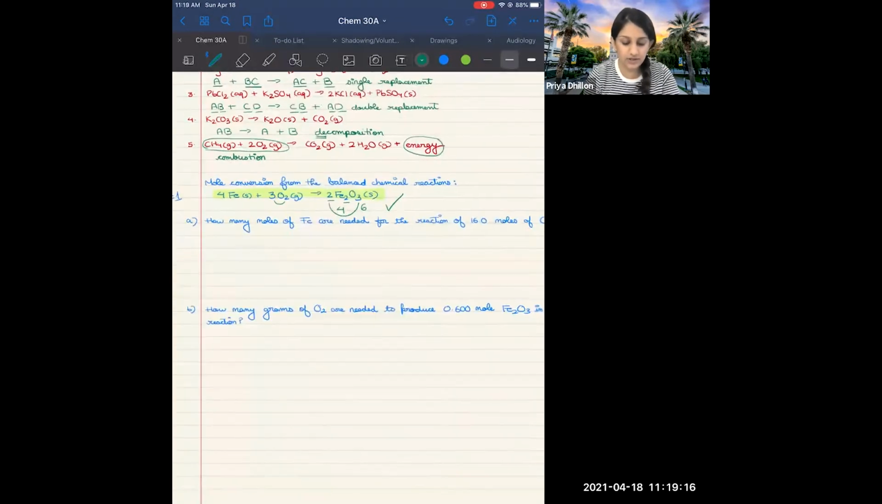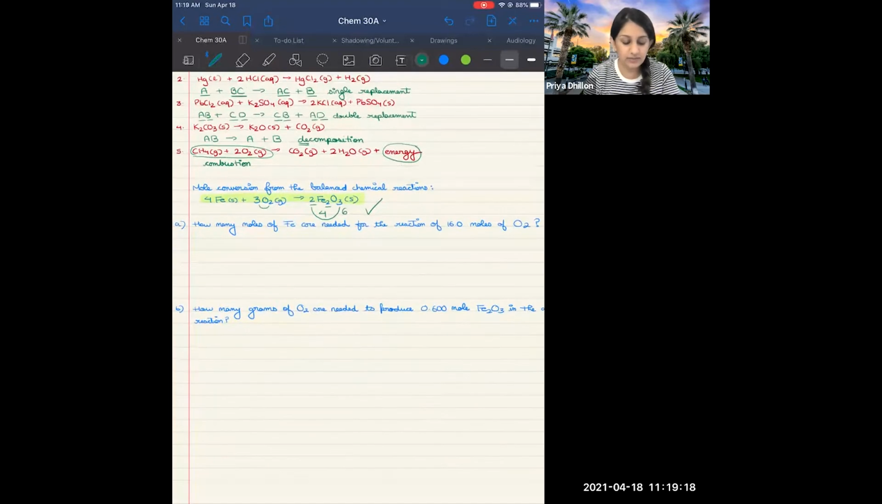So now our question is, how many moles of Fe, I would circle it, are needed for the reaction of, and then we underline our given information. They're saying you have 16 moles of O2. For that, how many iron moles are needed? I'm going to let you work on it for 2-3 minutes, and then we'll go over it.